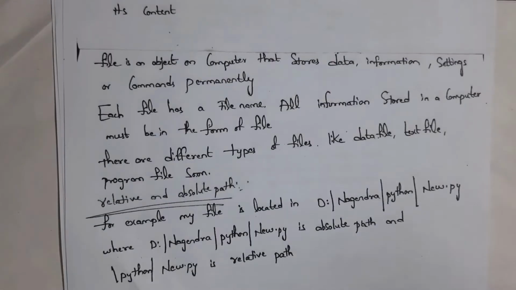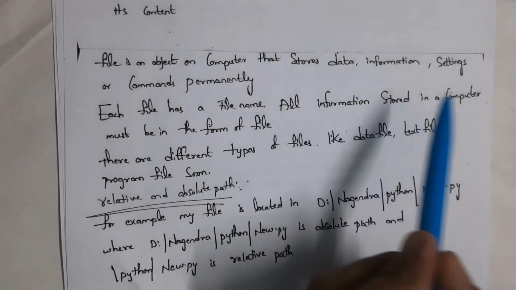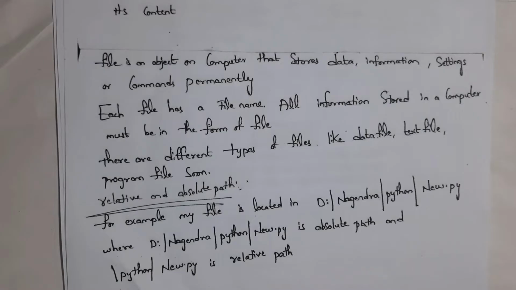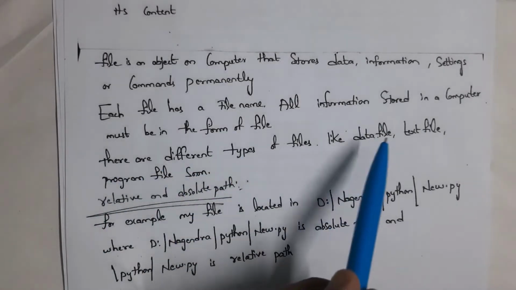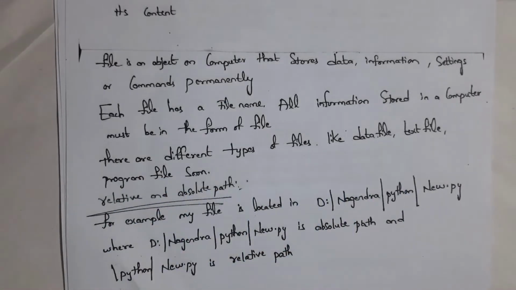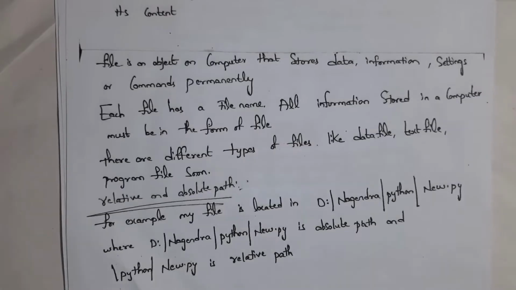And every file contains file name. All information stored in a computer must be in the form of file. We will store each and every information in computer in the form of file. There are different types of files like data file, text file, program file, so on. For example, file.txt. It is text file, and for example program.py where it is Python file, and so on.